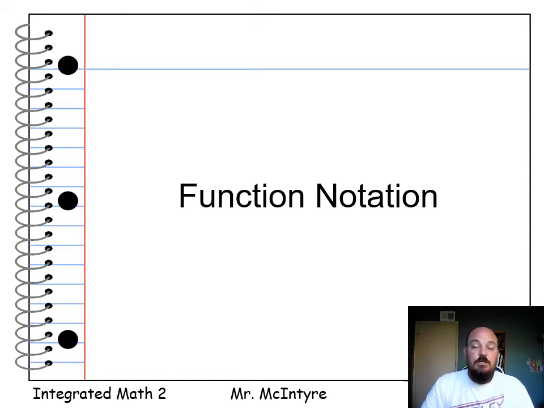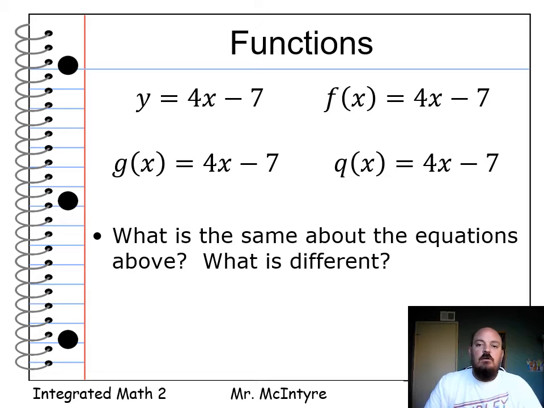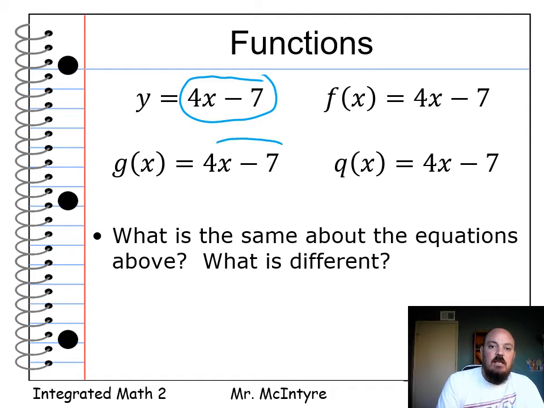Today we're going to talk about function notation, and let's start off by looking at these four equations here, and let's talk about what is the same about them and what's different. First of all, what's the same about all of these equations is the actual equation part, the place where you would plug in x. Each one of them is exactly the same. It's 4x minus 7.